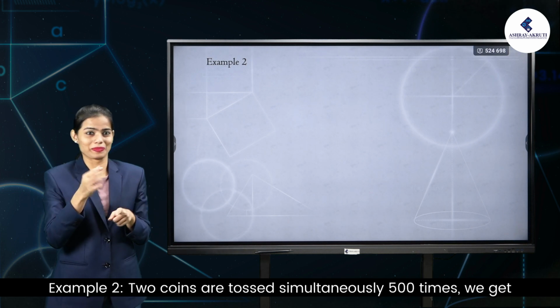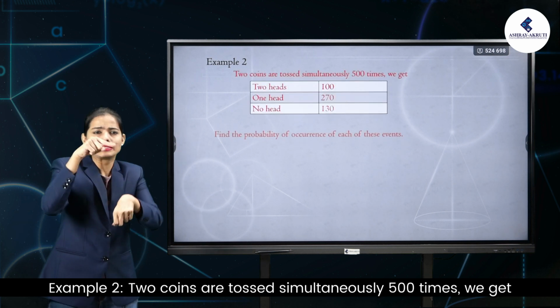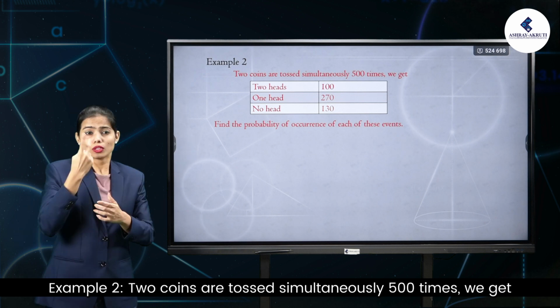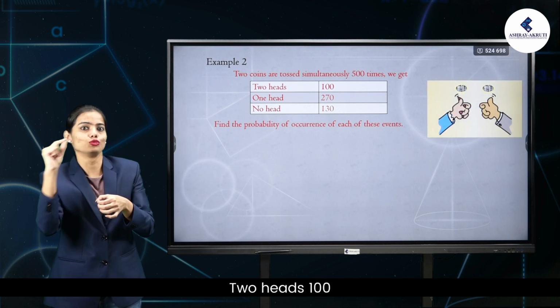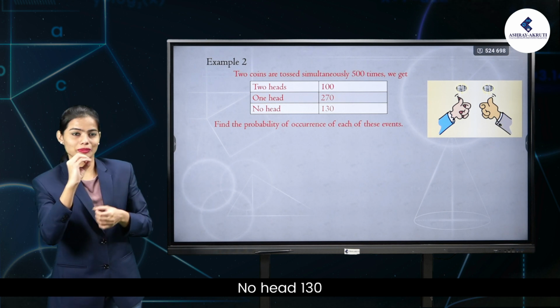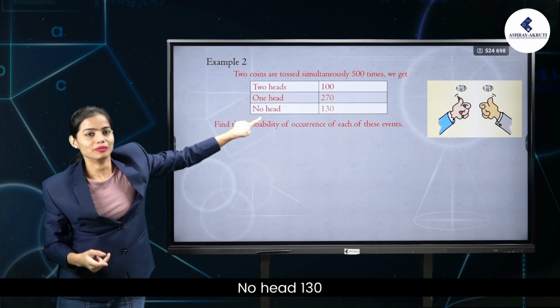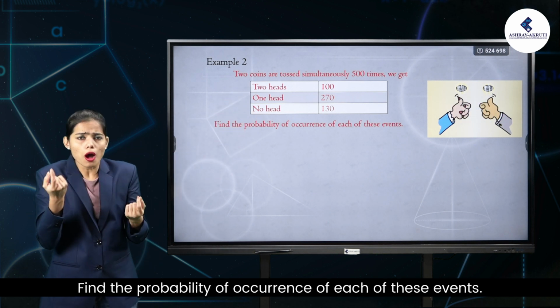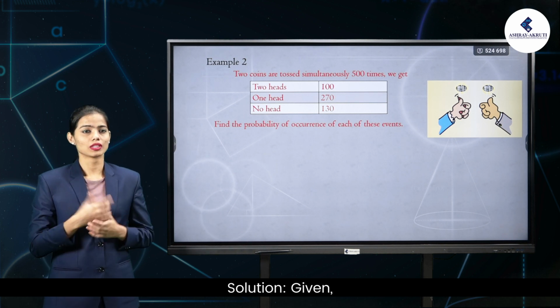Example 2. Two coins are tossed simultaneously 500 times. We get 2 heads 100, 1 head 270, no head 130. Find the probability of occurrence of each of these events.